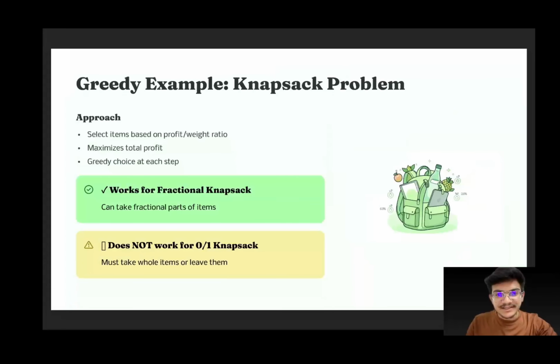Here we take an example of the greedy approach. One of the common examples is the knapsack problem. In the greedy approach, we select items based on profit to weight ratio. We pick the items that give maximum profit at each step. This approach works on fractional knapsack where we can take parts of items, but it does not work on 0-1 knapsack where we must take the whole item or leave it.